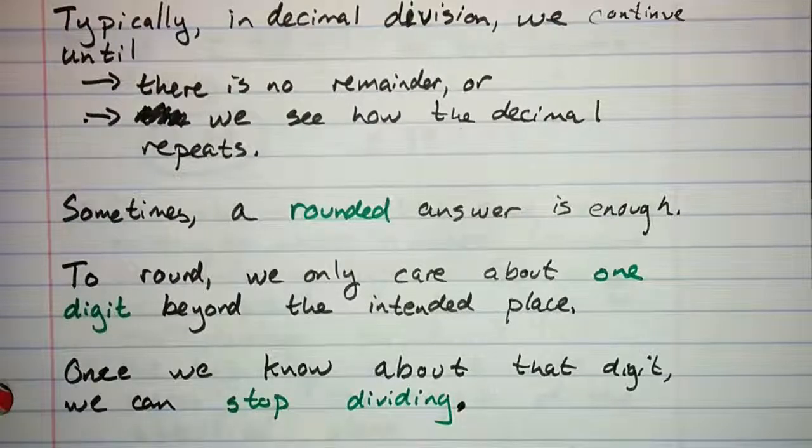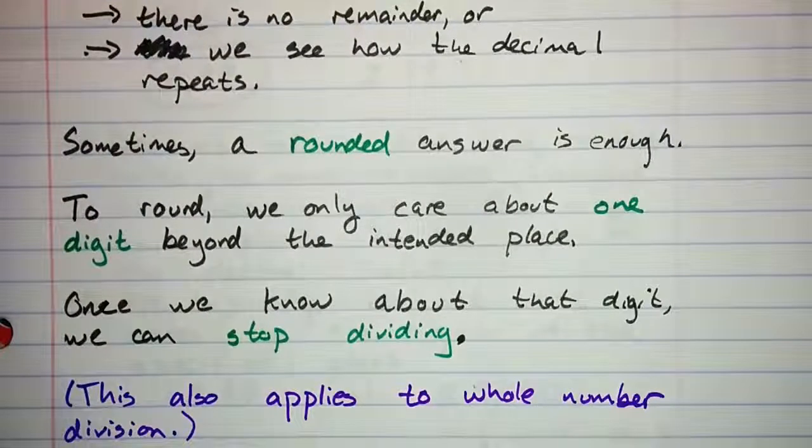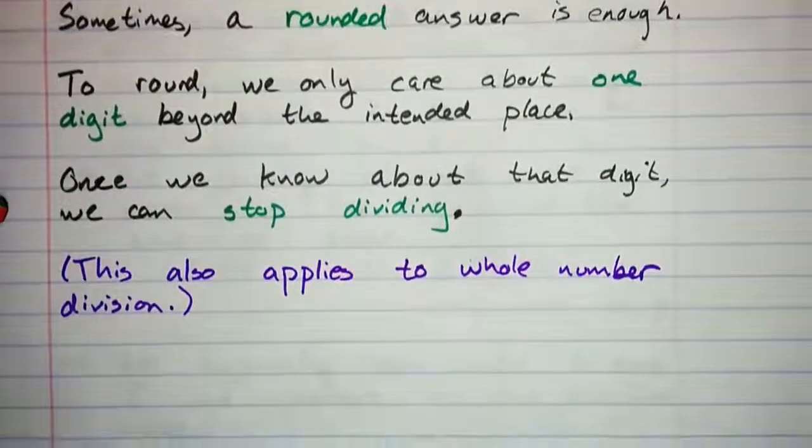This also applies to whole number division, though we didn't talk about it then. If I'm doing some very, very long division and I want to round my answer to the nearest thousand, I only need to continue until I know what digit is in the hundreds place, for example. So let's see an example of how this works in play.